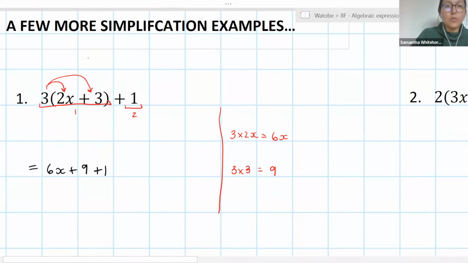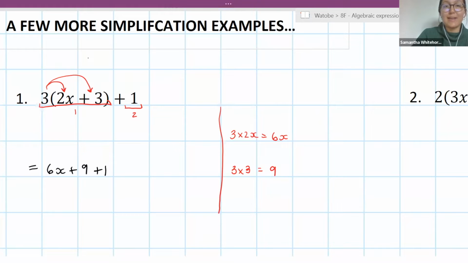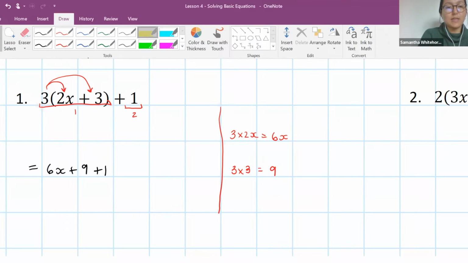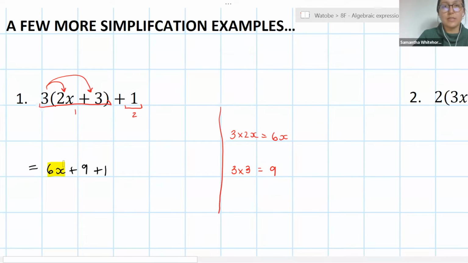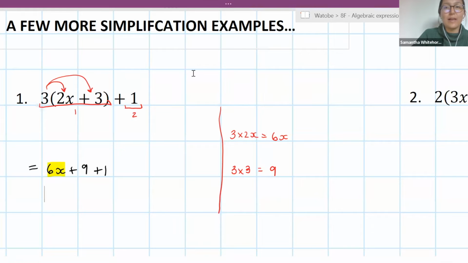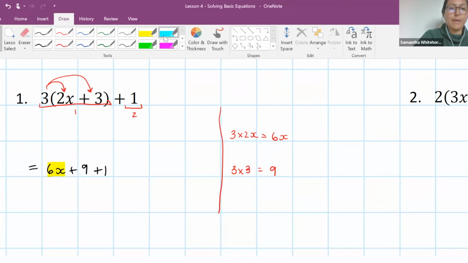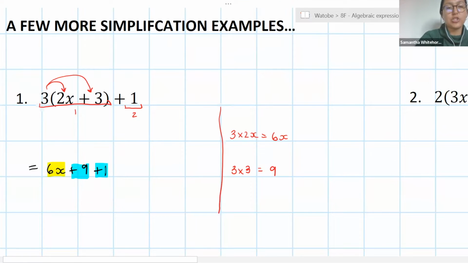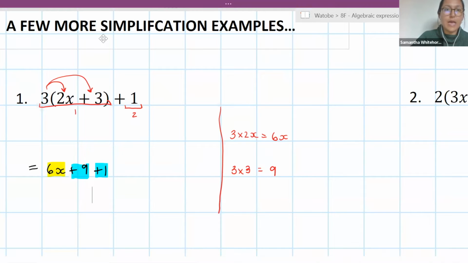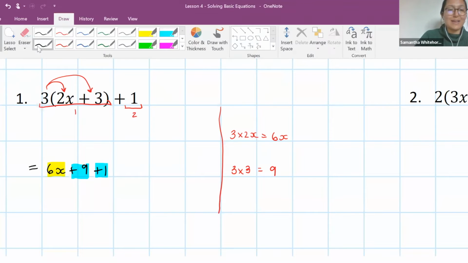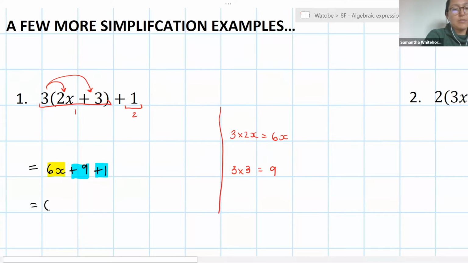Now we always double check to see if I've got any like terms that I can add or subtract. In this case, I've got an x term, the 6x, as well as some constant terms. Remember, a constant is a term that is just a number, it's got no variable. So in this case, I can add the 9 and the 1. And so my final simplified answer is 6x plus 10. I was seeing that coming up in the chat. Well done, everyone. 6x plus 10.